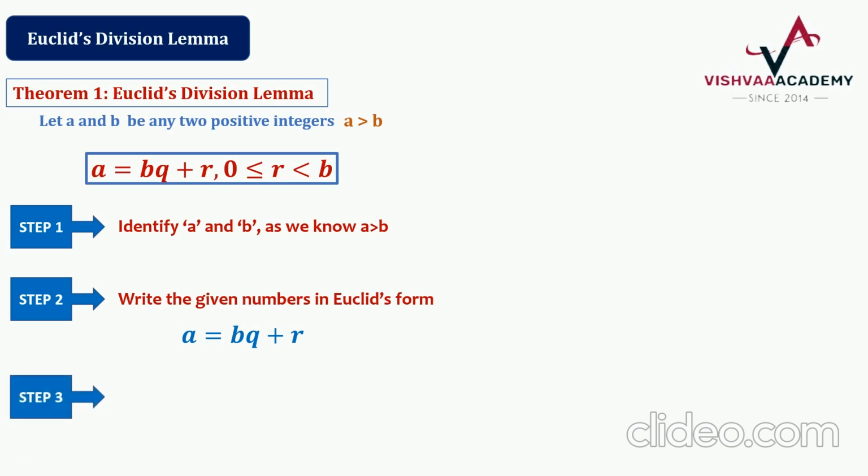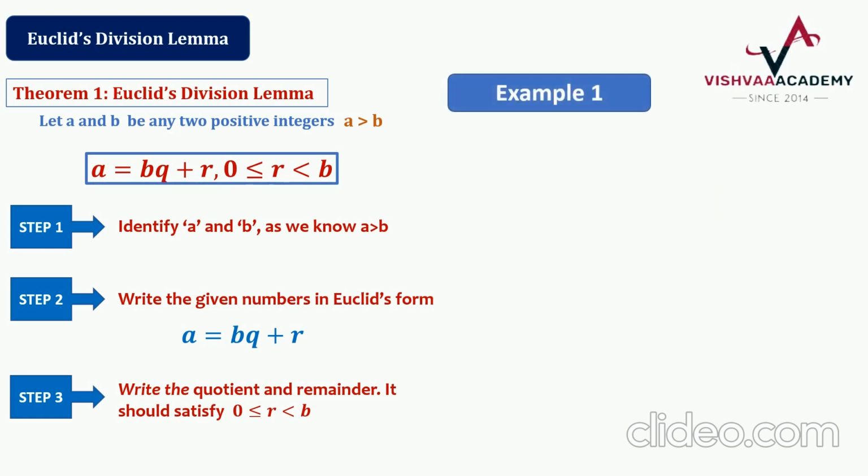Now step number 3, write the quotient and remainder. Once we write the given number in Euclid's form, it will be very easy to identify the quotient and remainder directly. But the condition is it should satisfy r must be less than b and greater than or equal to 0. So that's it. Now we can move on to the problem.